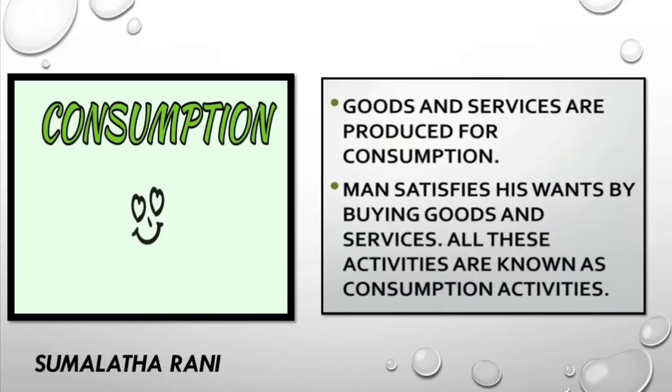Then consumption. What is consumption? Goods and services are produced for consumption. We use several goods and services in order to satisfy our needs and wants, and this is called consumption. Man satisfies his wants by buying goods and services. All these activities are known as consumption activities.